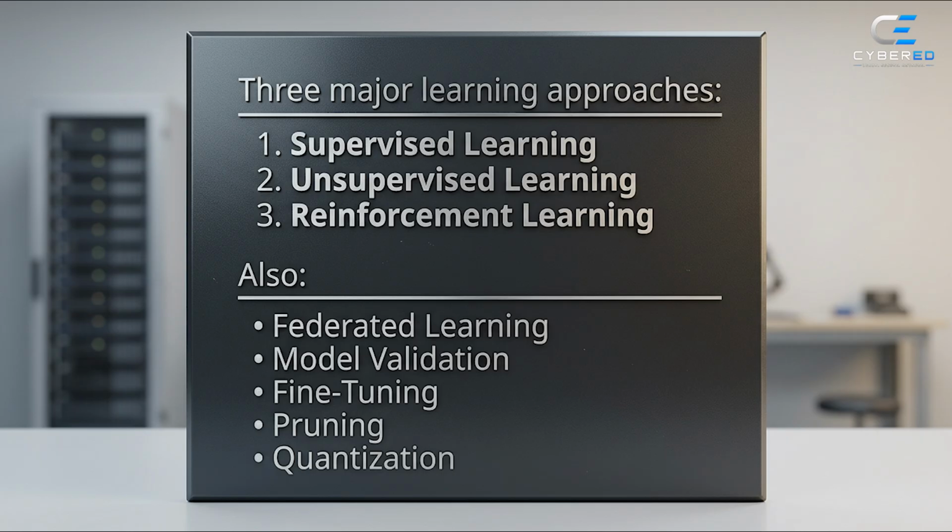Now we move into how AI models actually learn. There are three major learning approaches you need to know: supervised learning, unsupervised learning, and reinforcement learning. We'll also look at federated learning and techniques used to validate and optimize models.